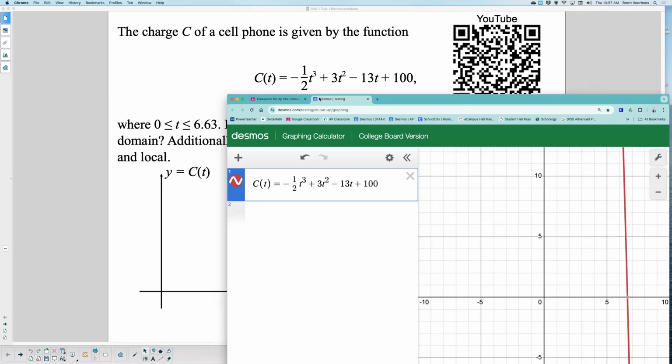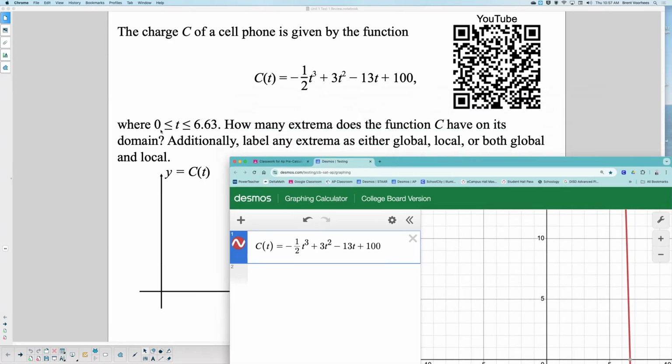All right, as we get started here, the first problem says the charge C of a cell phone is given by this function where this is true about the T. How many extrema does this function C have on its domain? Additionally, label any extrema as either global, local, or both global and local.